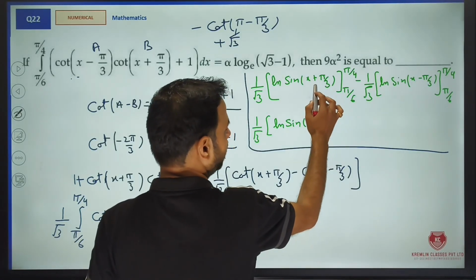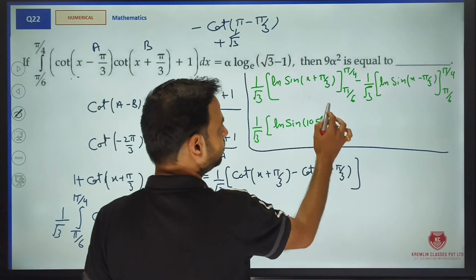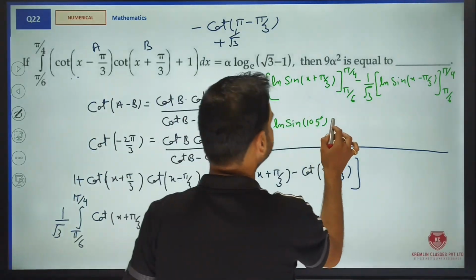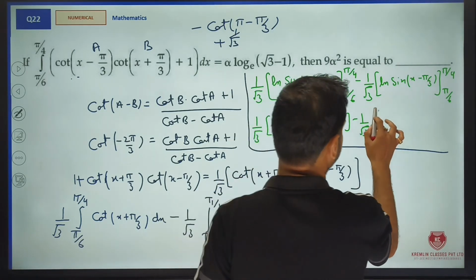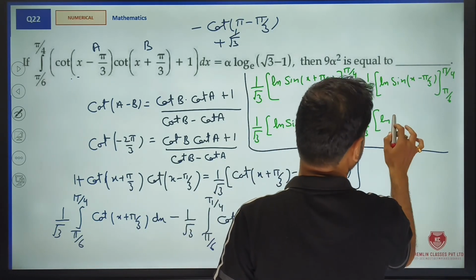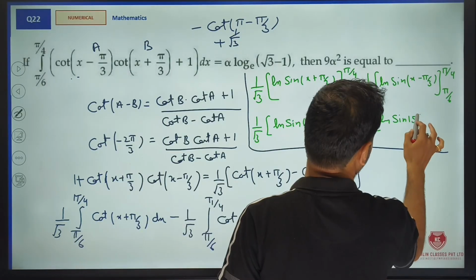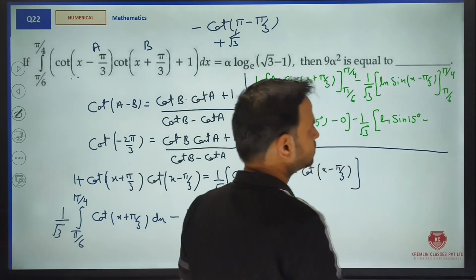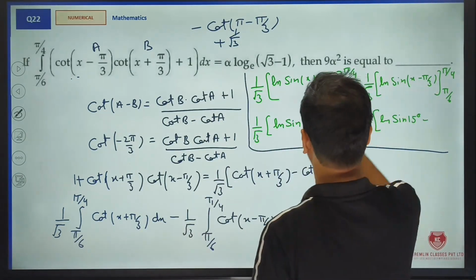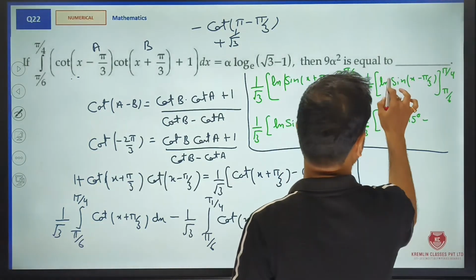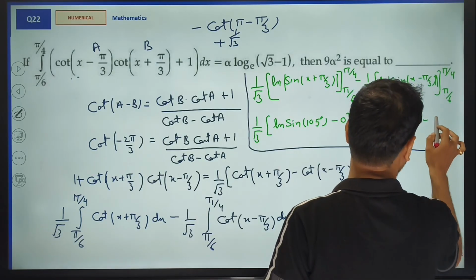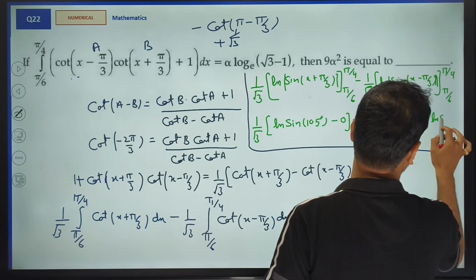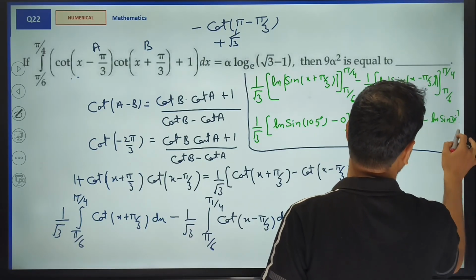When it is pi by 6 plus pi by 3, that is pi by 2, sin pi by 2 is 1, ln 1 is 0. Minus 1 by root 3 ln sin 15 degree, and minus ln sin 30 degree, because we have to write the mod here. This is mod, so it will be taken as positive. You know it very well, when we are writing log, we have to put the defined values. So it will be ln sin 30 degree.